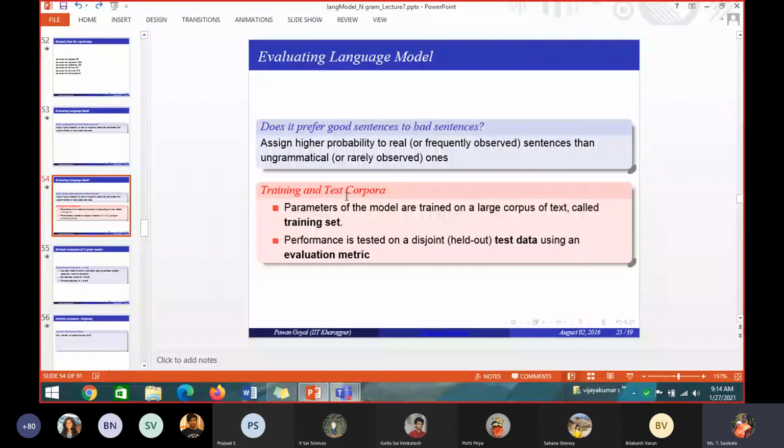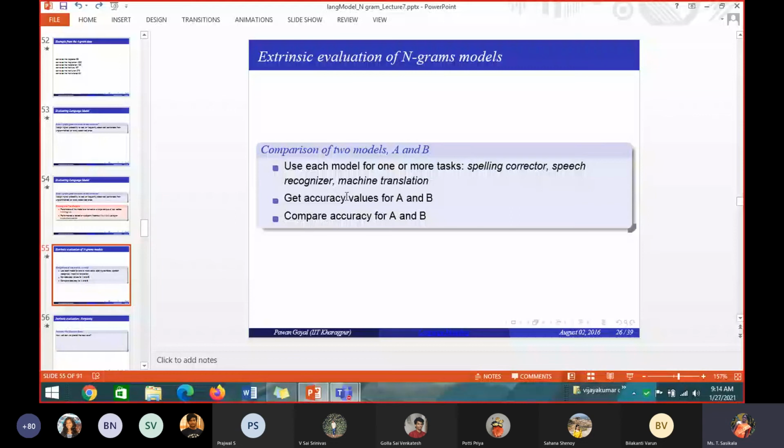So there are two evaluation criteria: extrinsic evaluation and intrinsic evaluation. Okay, there are two criteria for evaluation: extrinsic evaluation of a language model and intrinsic evaluation of a language model. So in extrinsic evaluation of a language model, what we have to do is assume that you have developed some language models.